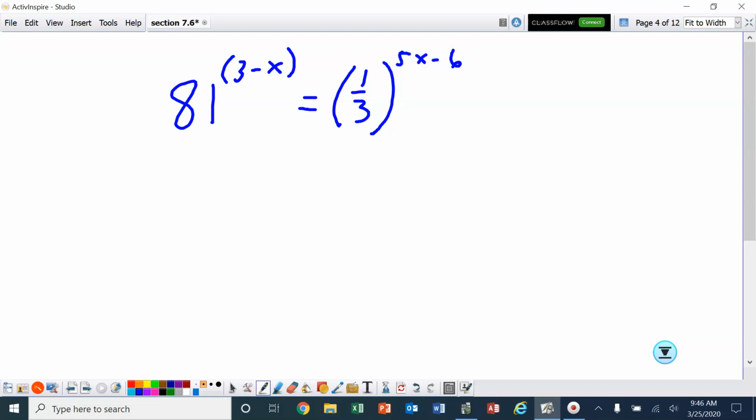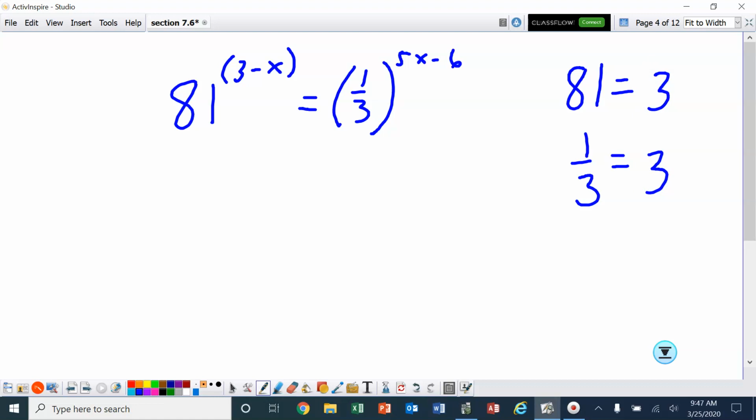All right, well, we're going to have to change those bases. So 81 equals something, and 1/3 equals something. Again, we want to break it down into its basics. So 81 and 1/3. I think the base of 3 is going to be our best bet again.